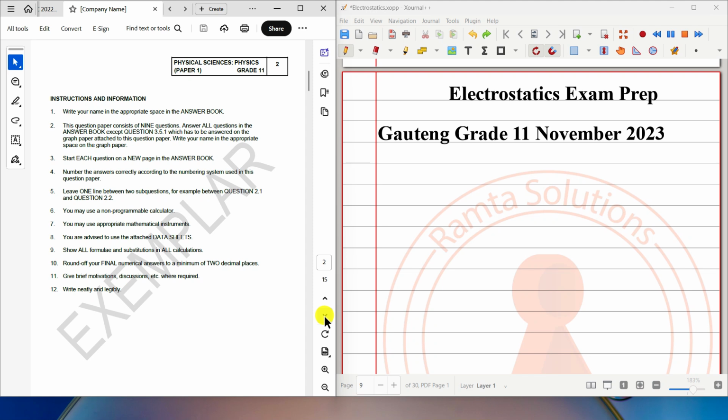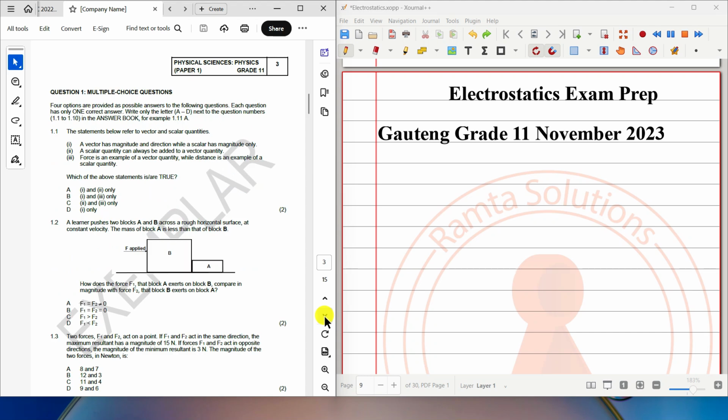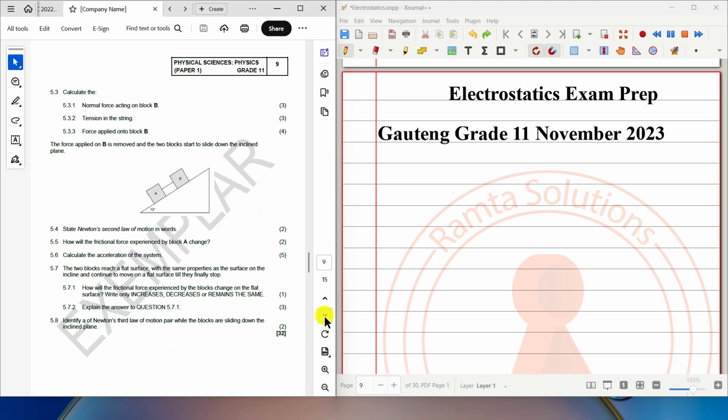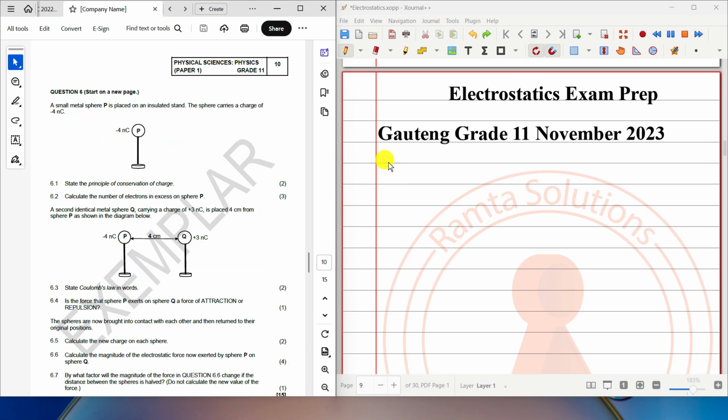All right, guys, now let's get to this. The electrostatics, because this is a grade 11 paper, is normally question 6, 7, 8, somewhere there. In this paper it's in question 6. So let's start. Question 6, a small metal sphere is placed on an insulated stand. The sphere carries a charge of -4 nanocoulombs.